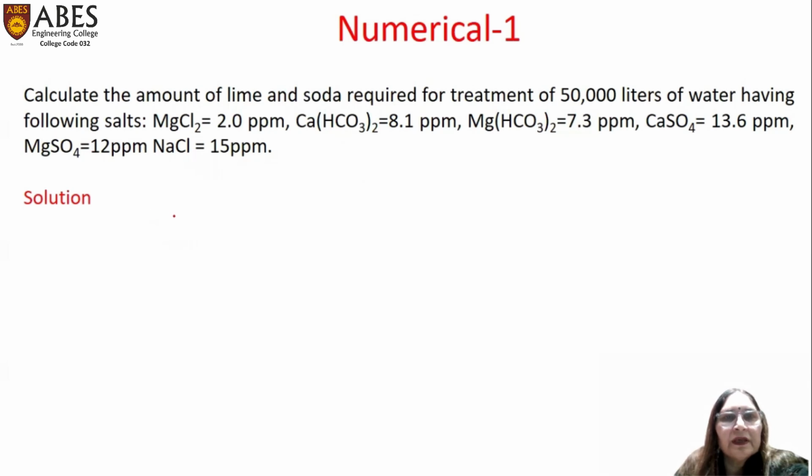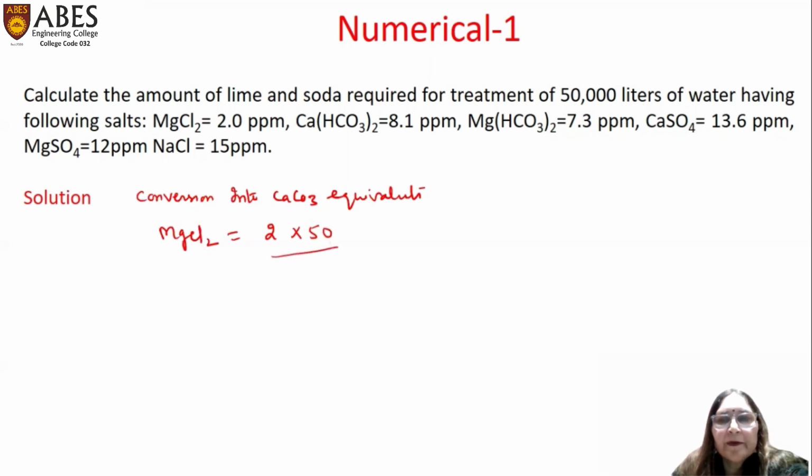First of all, we have to convert these salts into calcium carbonate equivalents. For magnesium chloride, the amount given is multiplied by the equivalent weight of calcium carbonate divided by the equivalent weight of magnesium chloride, that is 47.5, and converted into calcium carbonate equivalent.